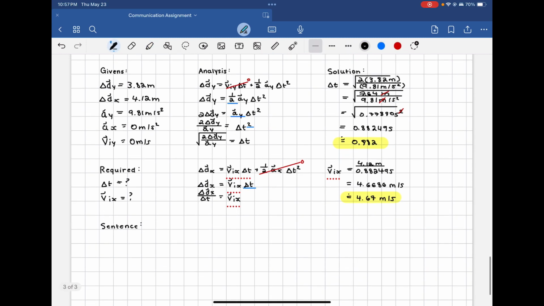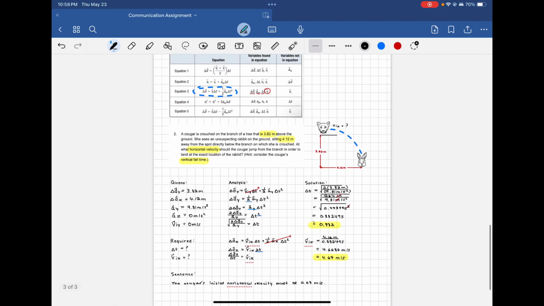And we can just write a final concluding sentence. And we can say the cougar's initial horizontal velocity must be 4.67 meters per second. And that's this question solved.